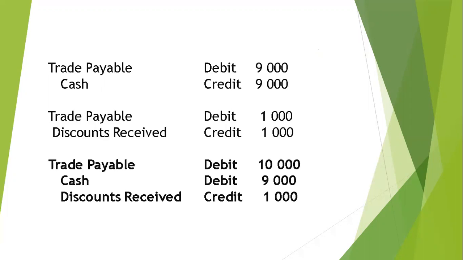So the next step is we are going to join these two transactions. So what can we do if we join these items? Trade payables debited by $10,000 and cash credited by $9,000. The next is discounts received credited by $1,000. So there's a mistake. That means we are going to credit cash by $9,000. So be careful with it.